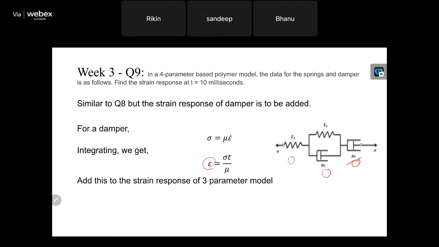In this question, the main thing you have to notice is that since this is a series configuration of 3 separate entities, one is a spring, one is a Kelvin model, and one is a damper, you have to identify that to get the strain response, we have to add these strain responses individually, since this is under a constant stress, sigma, as mentioned here.